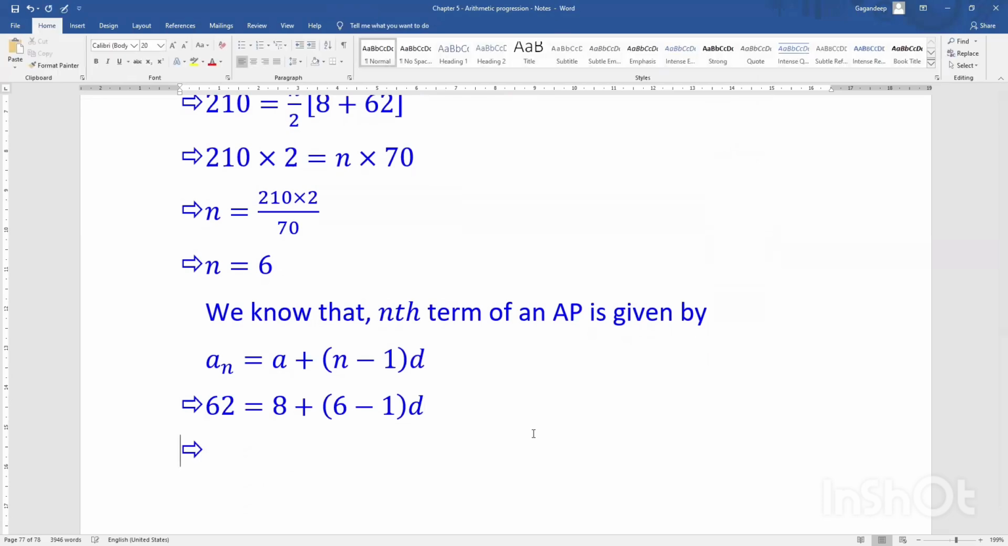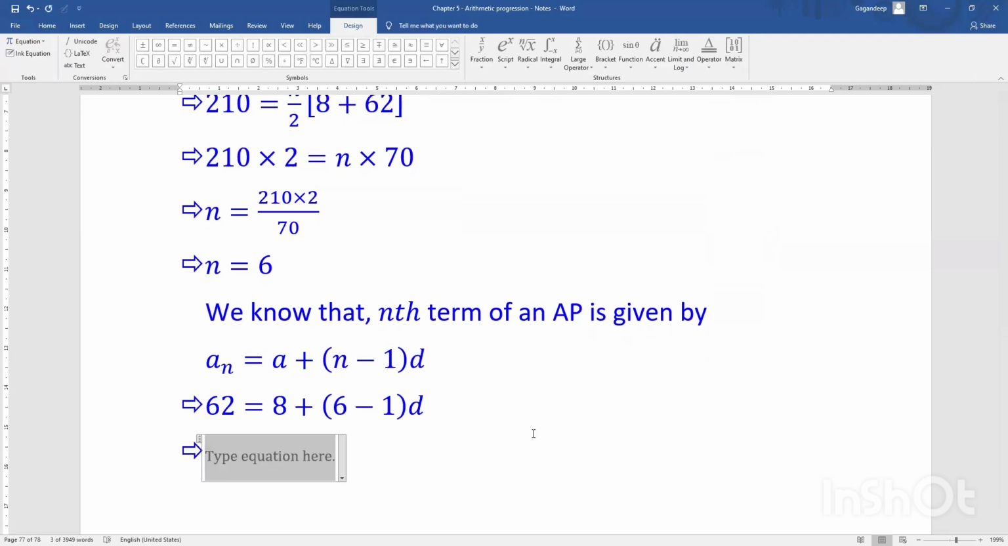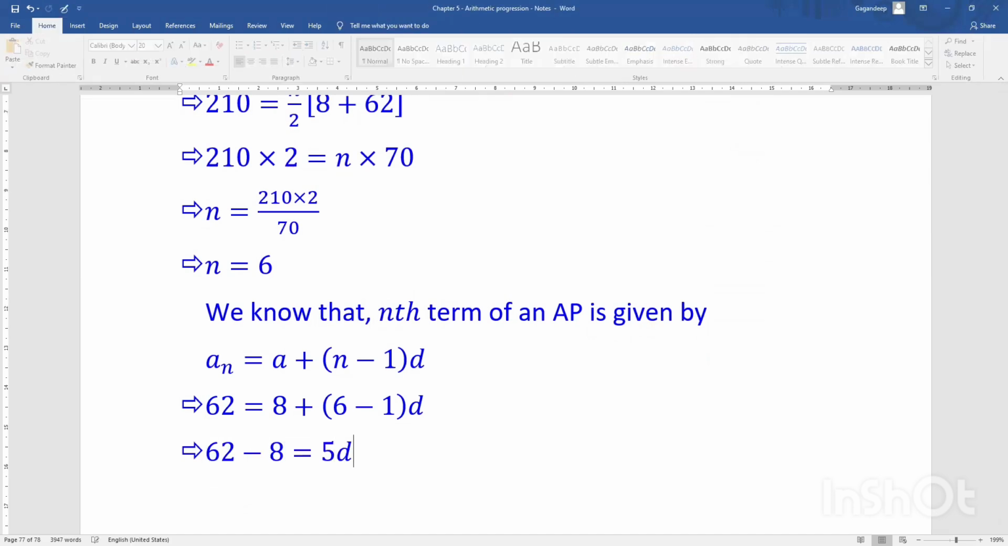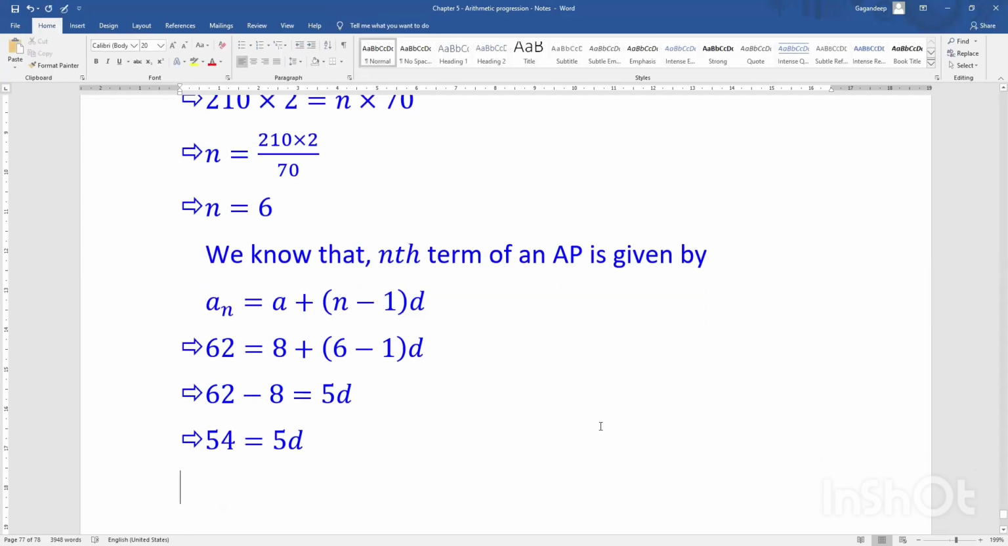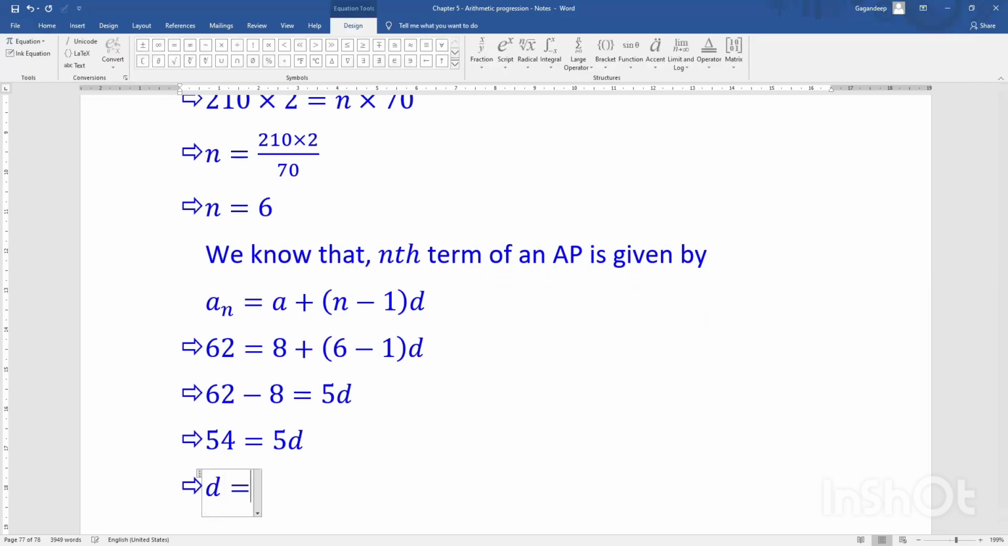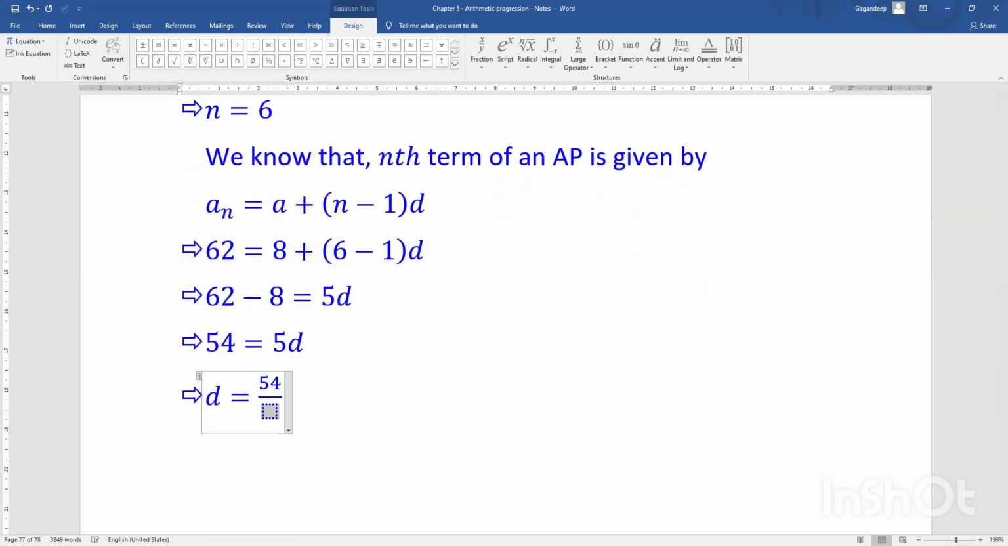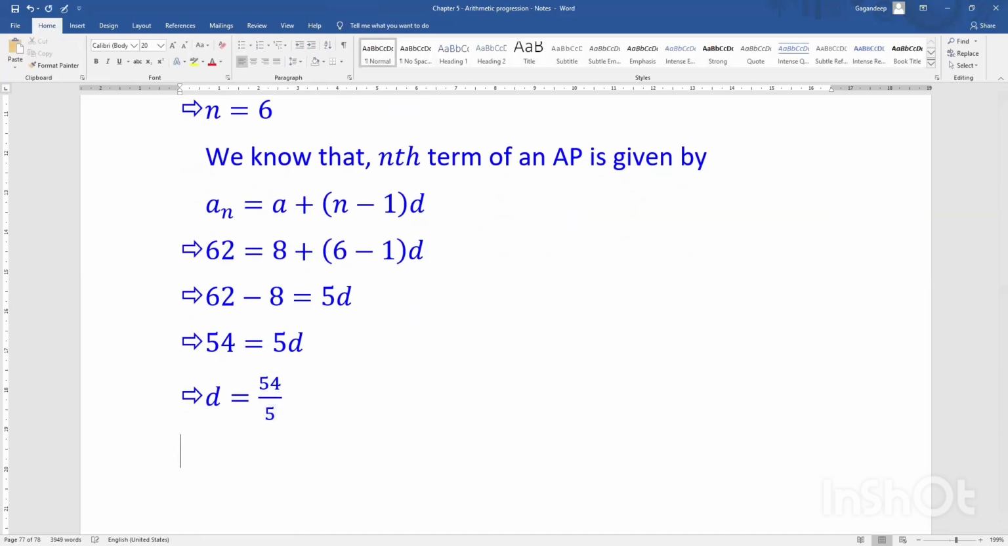Or we can write it as 62 minus 8 equals 5d. 62 minus 8 is 54. 54 equals 5d. Or we can write it as d equals 54 by 5. d equals 54 by 5. Okay.